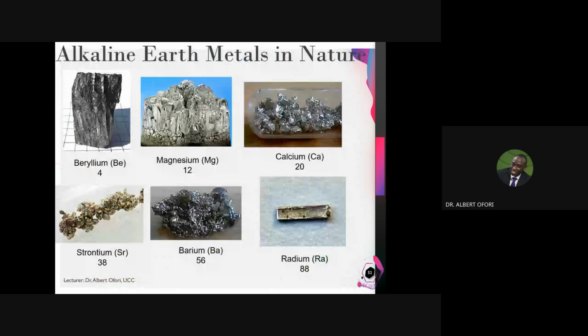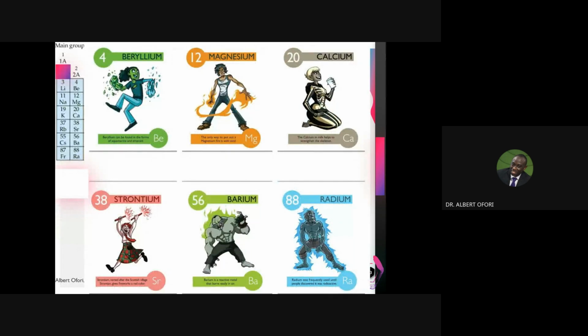Now the next is the alkaline earth metals. Alkaline means base. They have 2 lone pairs to be given out, and they are found in the earth crust, as in nature. This is how they exist in their metallic form. In their general properties, we'll see beryllium, magnesium, calcium, strontium, barium, and then radium.